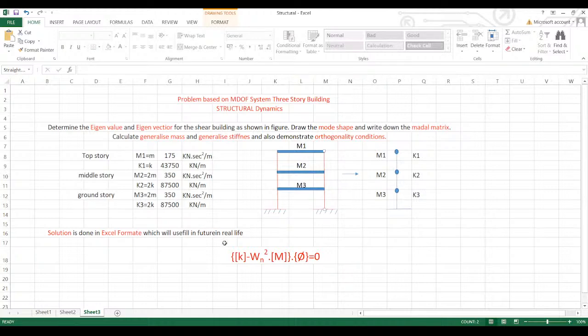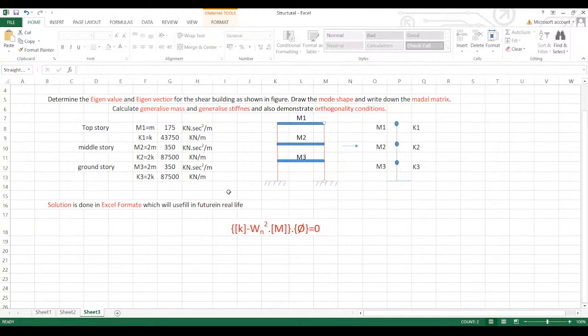But today I am going to solve this problem on the basis of Excel format. How you can form the Excel format and the modal matrix. The most important thing here is the mode shape: what is the behavior of your building after a horizontal force or any earthquake load has been applied. Here we are going to solve this problem.